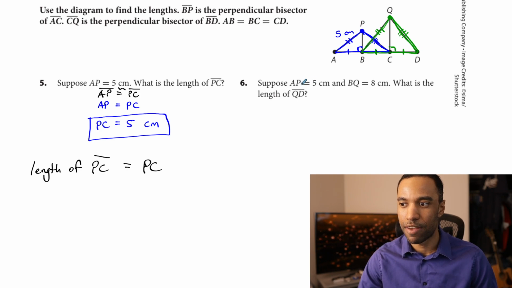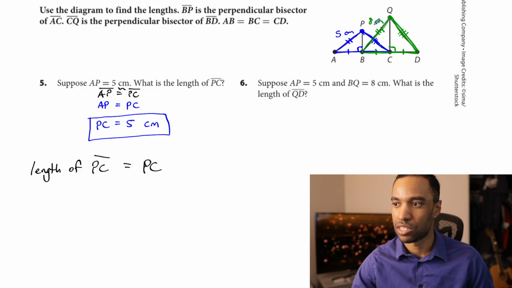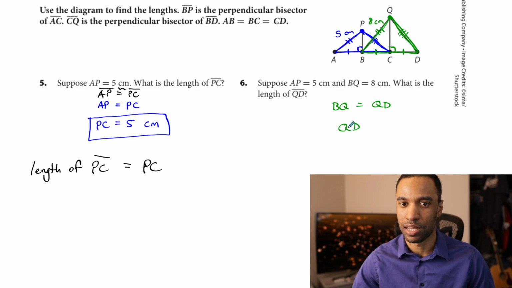Now, does 5 have anything to do with what I need to find with the length of QD? I don't think so. BQ is 8 centimeters. I think this is enough information to say if this is 8, then this is also 8, because the length of BQ equals the length of QD. Therefore, the length of QD is 8 centimeters, because the length of BQ is 8 centimeters.